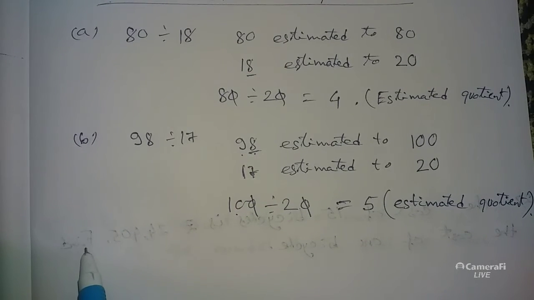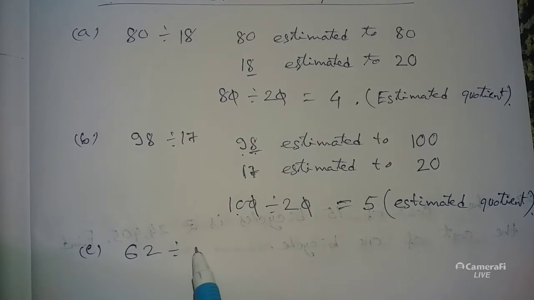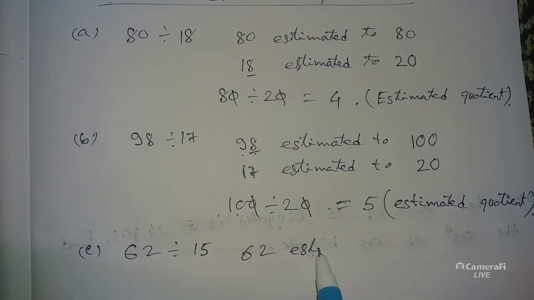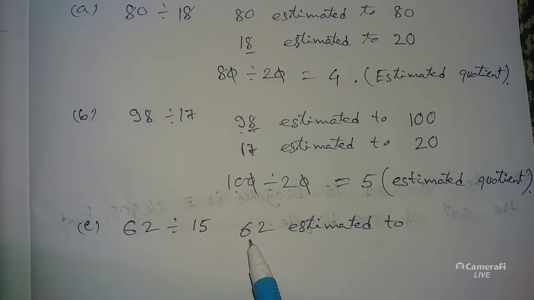Coming to another problem, suppose number C, 62 divided by 15. Here 62 is estimated to what number? Here the 10 place digit is 6, the 1 place digit is 2. The 1 place digit 2 is less than 5, so there will be no change in the 10 place digit, it remains 6, but the 1 place digit becomes 0. So 62 is estimated to 60.